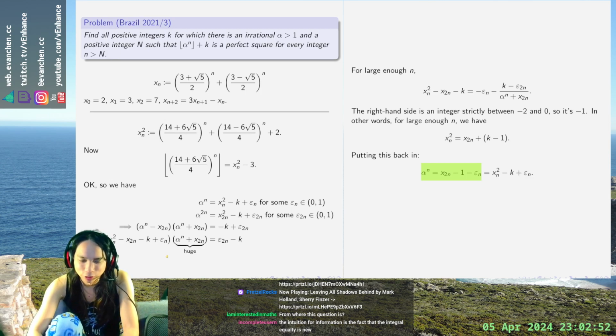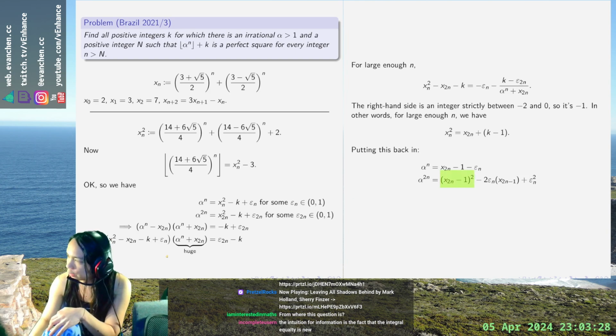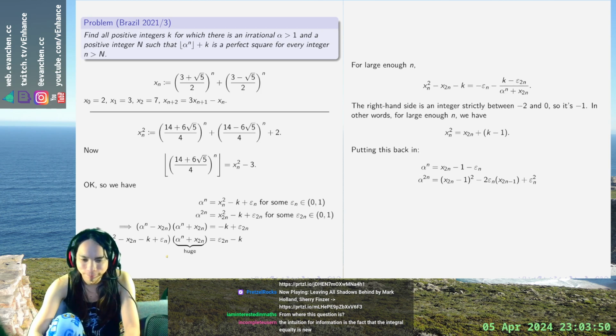Okay, how about this? I'm going to square this. Alpha to the 2n is then equal to x 2n minus 1 squared minus... And on the other hand, we know that it's supposed to be like k less... Oh, but the problem is this can be pretty big, right? I feel like I just ran myself into a loop. Well, the upshot is that this doesn't have an epsilon 2n in it, or a k in it. I feel like this thing is equal to 1 in some really convoluted way.